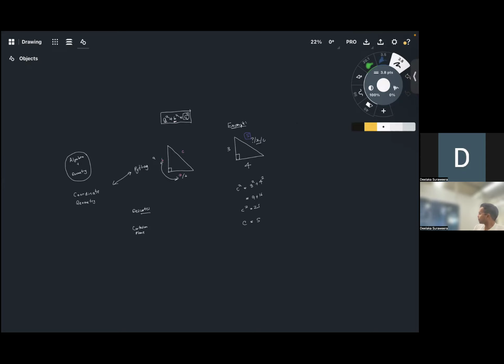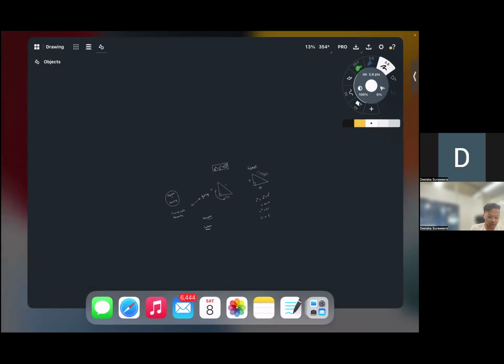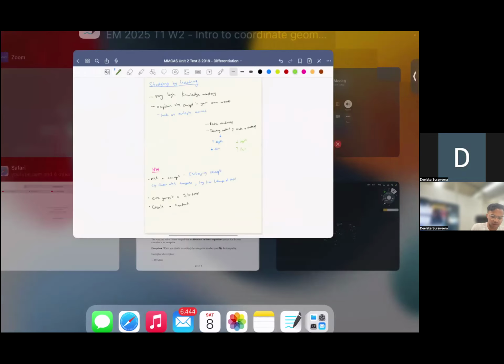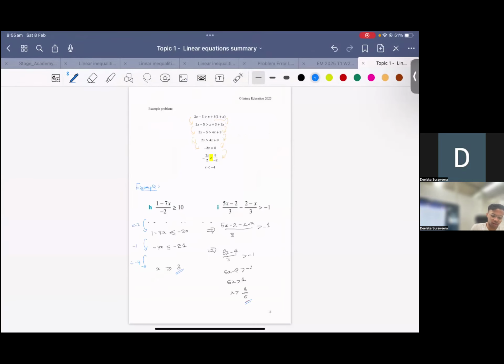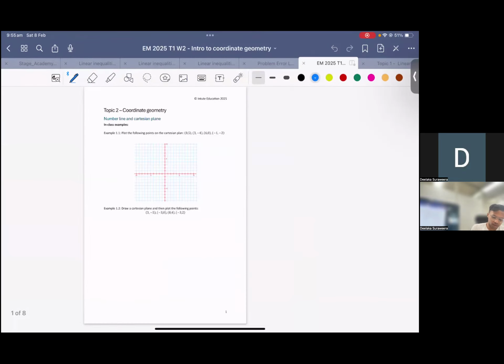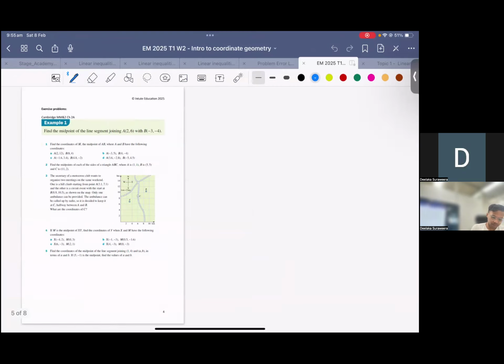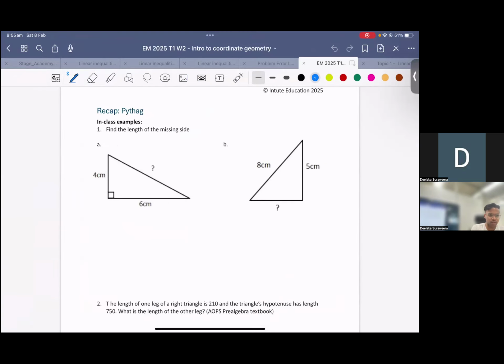Okay, let's go to some examples for you guys to do. If you go to the worksheet, you should have some examples. Page 5 of the worksheet. I'll give you 5 minutes to do both of them. Is it page 5?